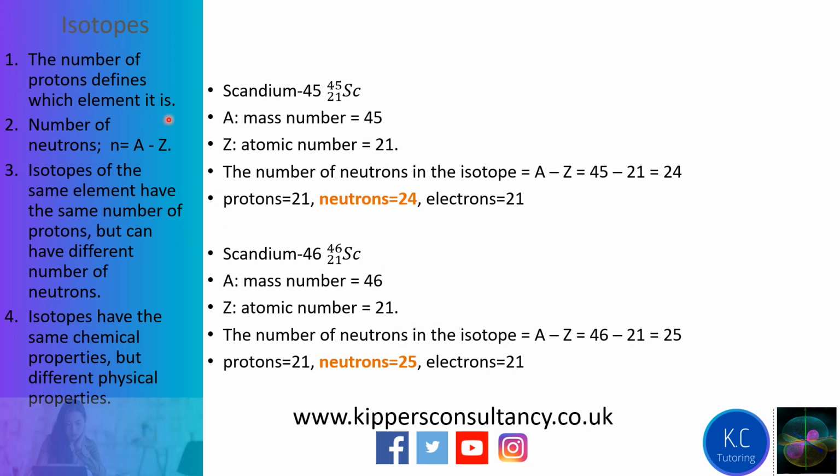Let's summarize the slide. The number of protons defines which element it is. The number of neutrons is equal to the mass number minus the atomic number. Isotopes of the same element have the same number of protons but can have different numbers of neutrons. Finally, isotopes have the same chemical properties but different physical properties.